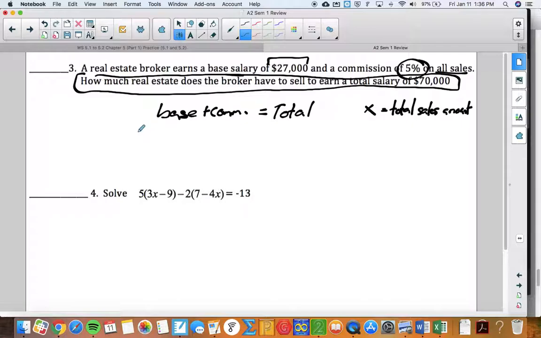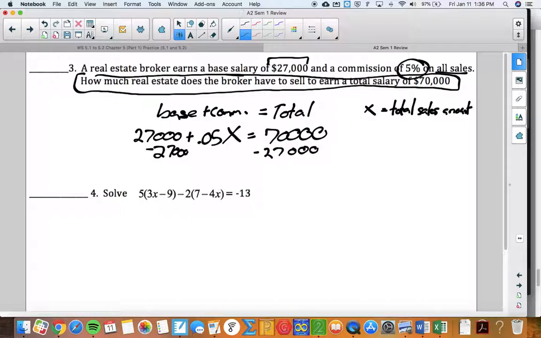I'm going to have to abbreviate that. Base salary is $27,000. Commission is their total sales, X, times 5%, which is 0.05. And that needs to equal $70,000. So then from here, we subtract 27,000. So we get 0.05, or 5% of their total sales has to come from their commission, which is $43,000. Then we divide by 0.05 to actually calculate how much sales they generated.